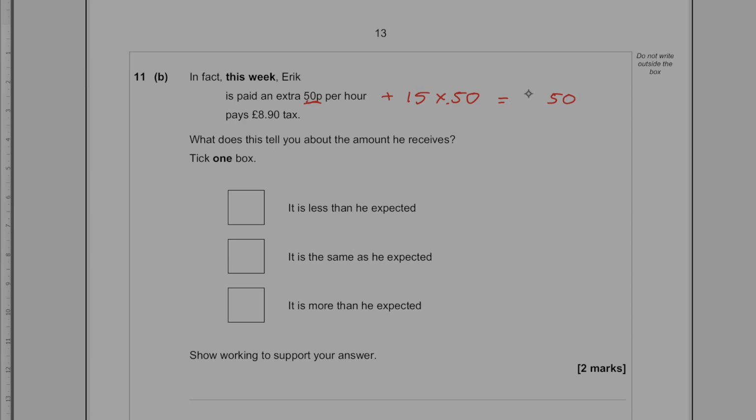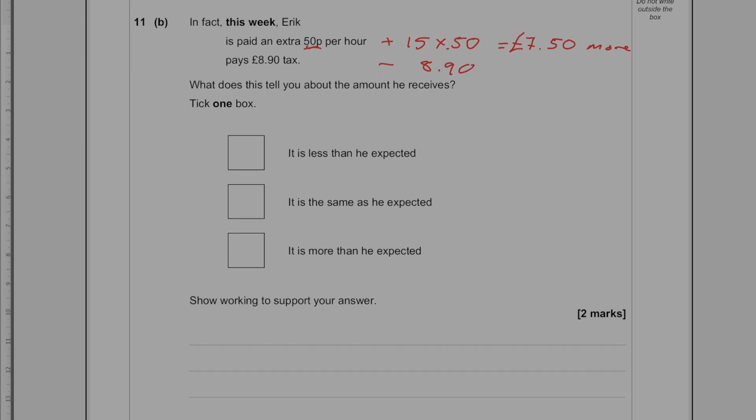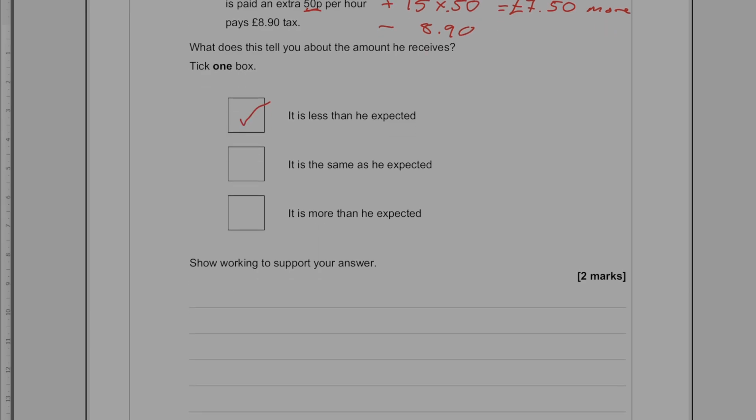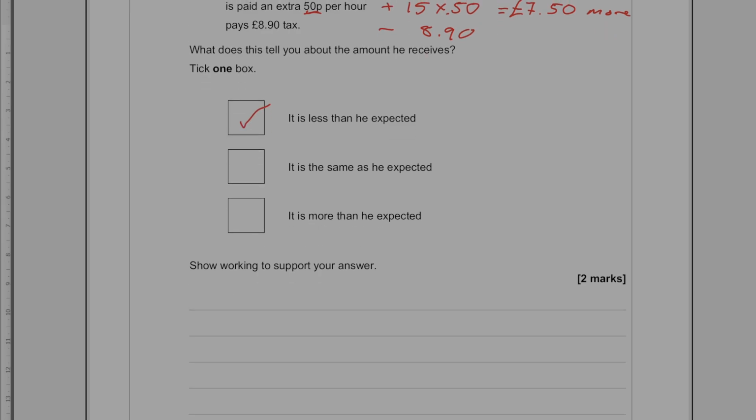£7.50 more, but he's paying £8.90 tax. So it is less than he expected. Show working to support your answer. I've shown my working in here. I should have done it down here, obviously.